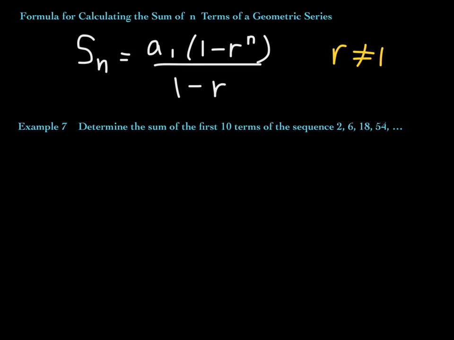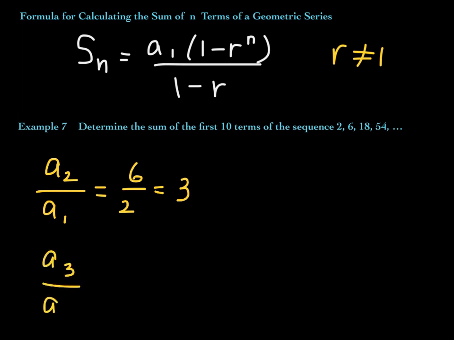But it is geometric. Now, I can prove that it's geometric. And I do need to prove that it is geometric before I can use the formula for calculating the sum of n terms of a geometric series, right? So here we go. This is what we did in a previous lesson. We took a pair of successive terms and we found the ratio. So 6 over 2, for example, would be 3. And you have to confirm that it's the same for each pair.